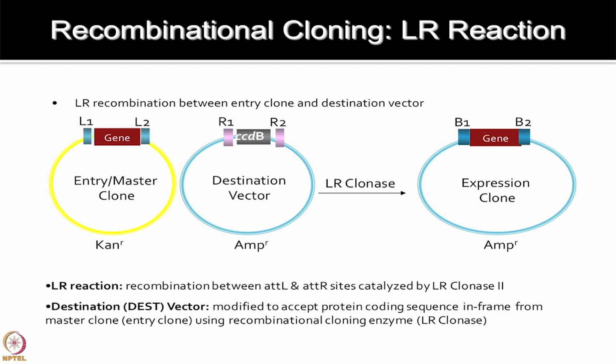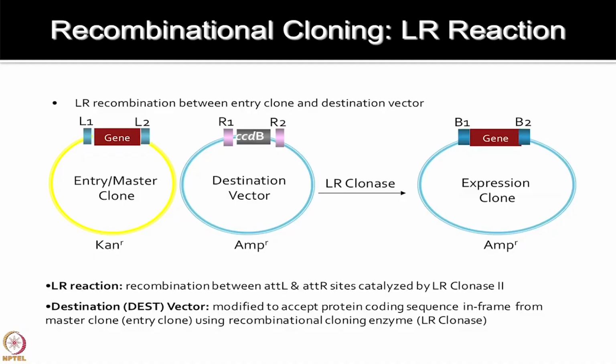Now, in the presence of the enzyme LR clonase, when the reaction happens, your gene is going to move into the destination vector, and this destination vector could be any vector of your interest. So, now you can screen this on the ampicillin plate and find the right colony which has your gene of interest. The destination vector is modified to accept the coding sequence in frame from the master clone, which is the entry clone from the BP reaction, by using the recombinational enzyme LR clonase, and then you can move your gene of interest to any suitable vector in this manner.